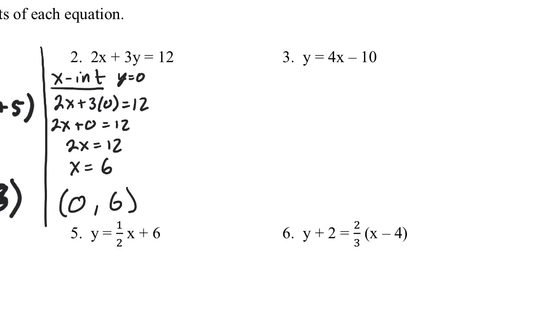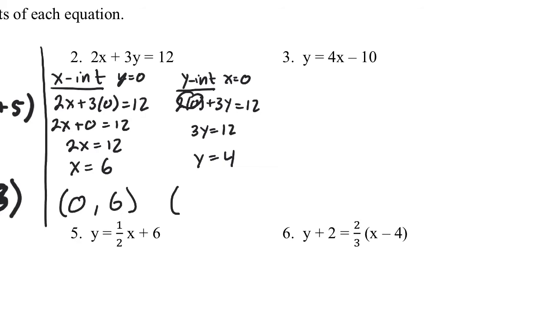Now, let's do the y-intercept. Okay, so this time x is equal to 0, so it's always the other variable. So now we have 2 times 0 plus 3y equals 12. All right, well, 2 times 0 is just 0. 0 plus 3y is just 3y. Divide both sides by 3, and we get y equals 4. Finishing that off to write as a coordinate point, and we get 0, 4.